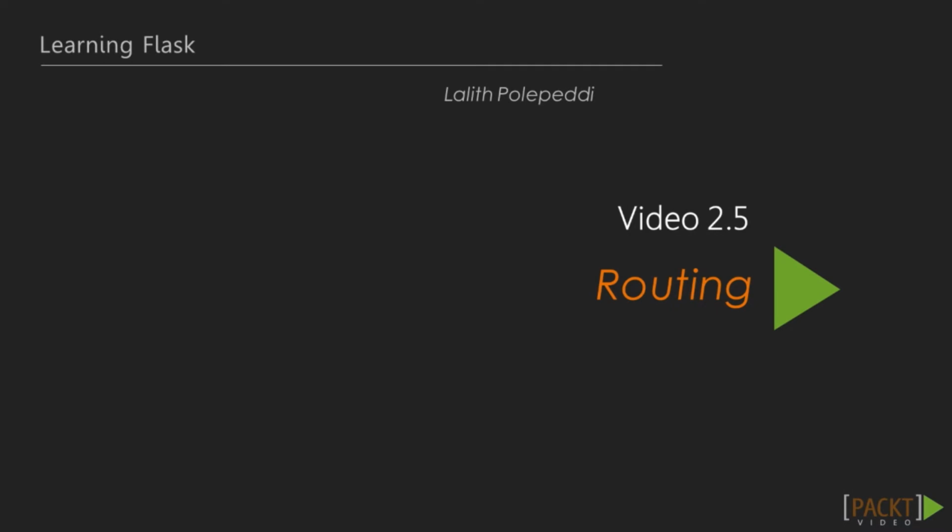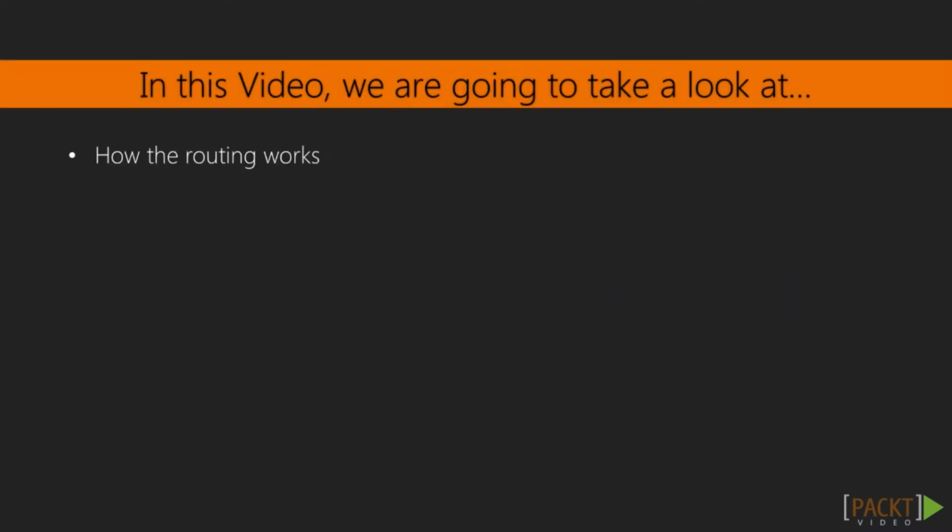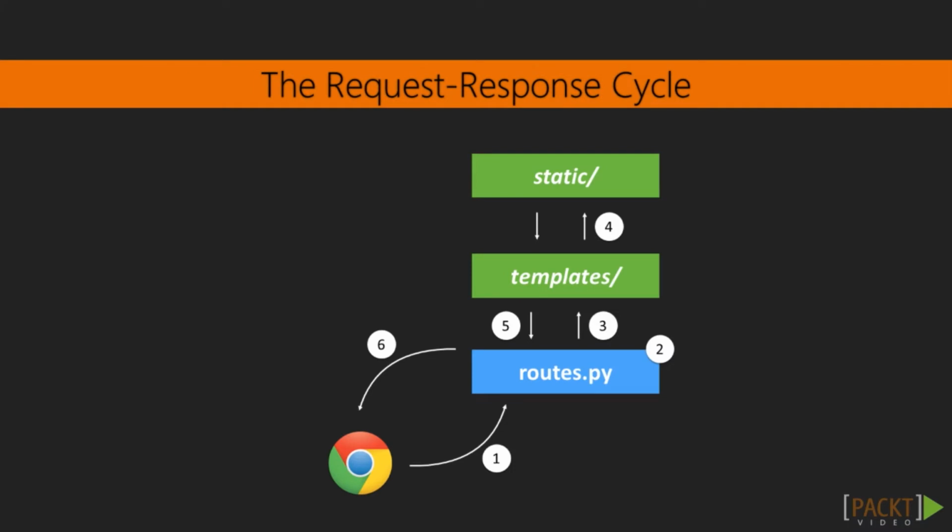Welcome back. We used web templates to create a home page, but now how do we actually see the home page in the browser? Let's look back at the request response cycle. We just created a template, index.html, and we placed it inside the templates folder. For us to see this page in the browser, we need to map a URL to it, and we do this in routes.py. So let's do this next.